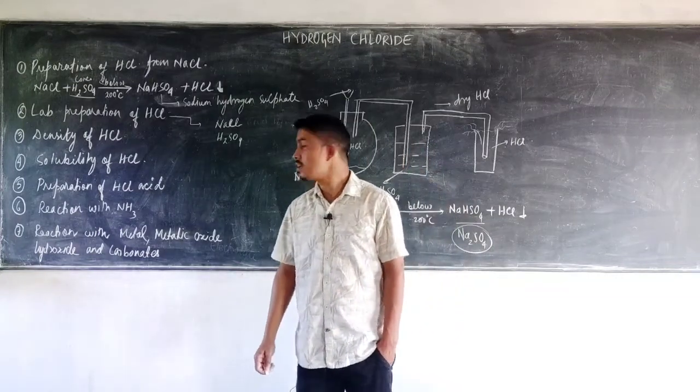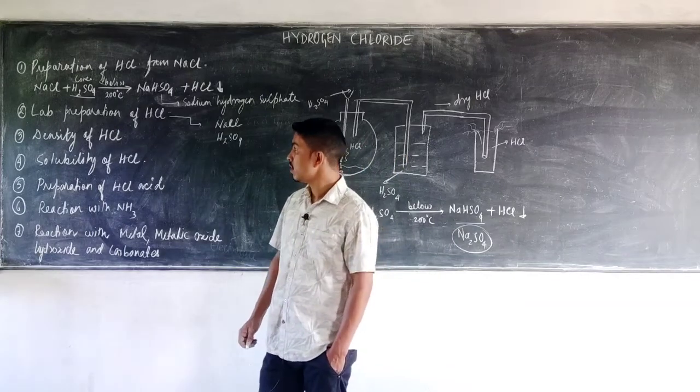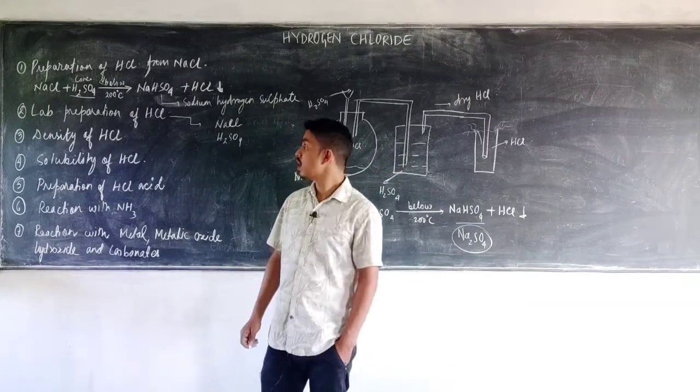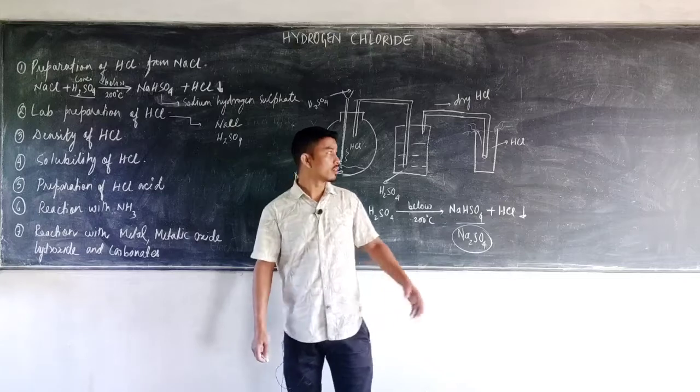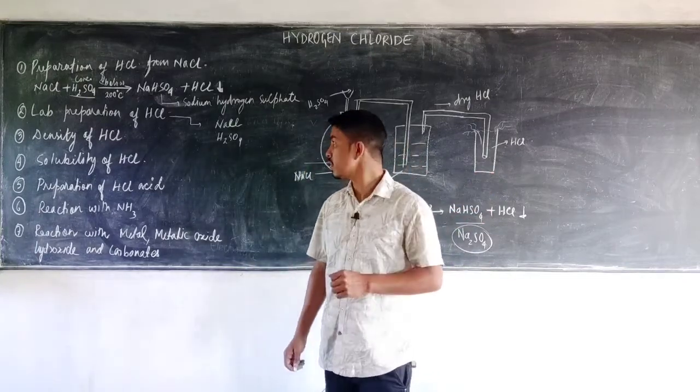So now coming to the density of HCl gas. The density of HCl is much higher than that of the air. So that's why it can easily be collected by the downward displacement of air.